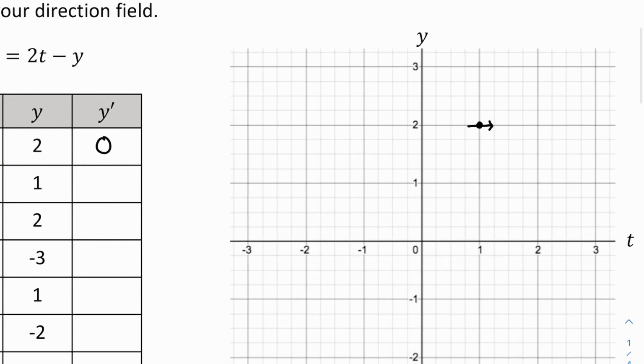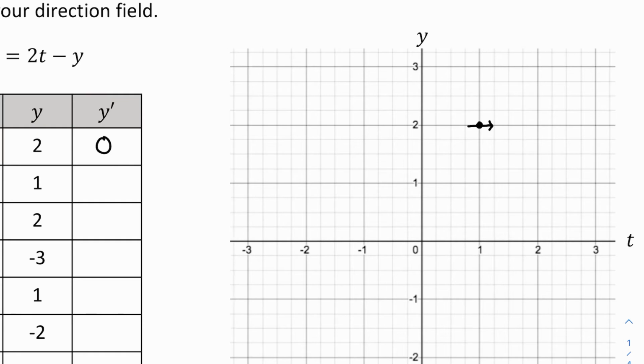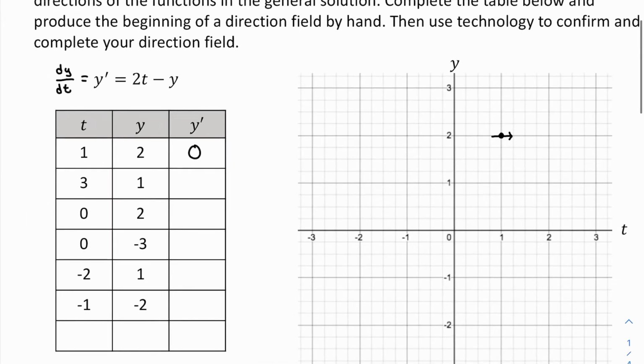And we can do this now all over the place. This entire grid over here could be just filled with little direction arrows that tell us the direction that the solutions are at the different points. So let's just by hand fill in the rest of this table.